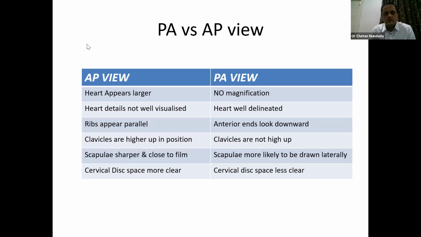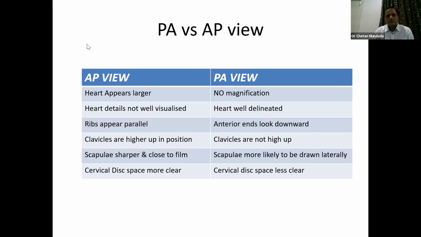So what's the difference between AP view and PA view, and why do we say that if it is possible we should get a PA view of children, though in chest X-ray an AP view is also okay? Whenever you are taking an AP view, the heart may appear a little magnified, a little larger, so do not base your assumption of cardiomegaly on that view solely, which is not a problem in the PA view. In AP view the heart details are not that well visualized, but in PA view it is very well delineated.